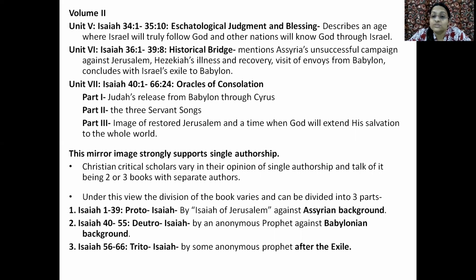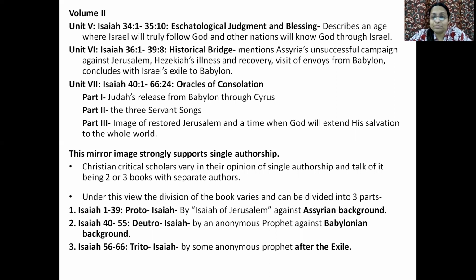So what do they say? Under this view, the division of the book varies and can be divided into three parts. The first one is Proto Isaiah, which is Isaiah chapter 1 to chapter 39. They say that this was written by Isaiah of Jerusalem, who we are talking about right now. So he is the author, from Jerusalem, and it was against the background of Assyria. That means at that time the Assyrian rule was going on, so it was an Assyrian political background.